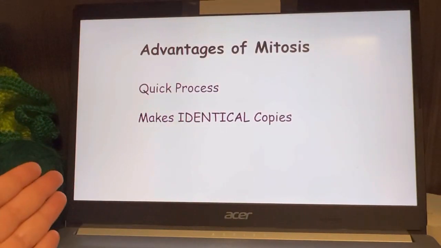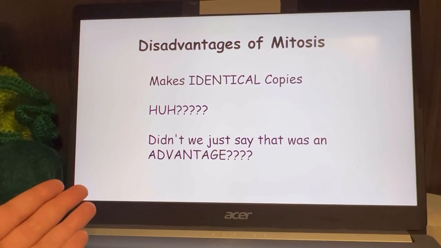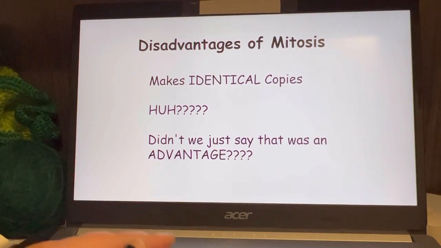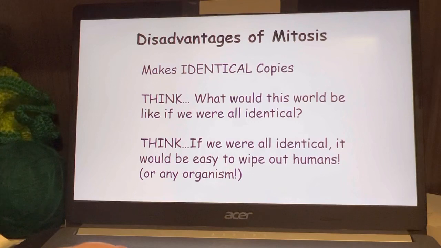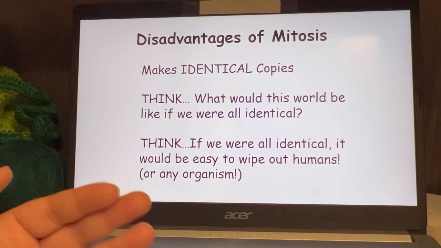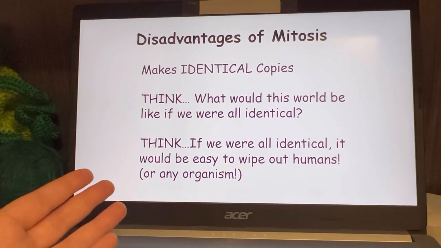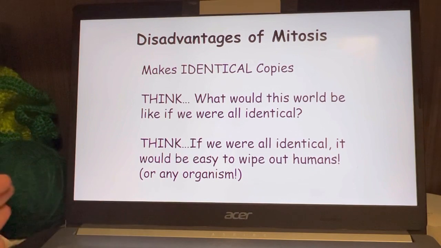Alright, advantages of mitosis: quick process and makes identical copies. Disadvantage of mitosis: it makes identical copies. Yes, we did just say it was an advantage, but it's a disadvantage because when you make identical copies, there's no genetic variation. So if we were all the exact same and there was a sickness that came about, it would kill all of us instantly because there was no genetic variation.